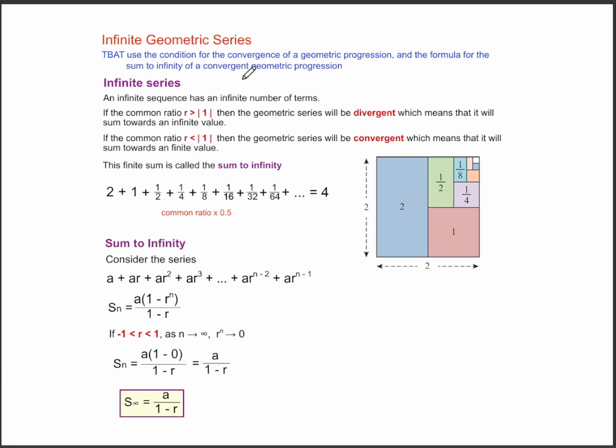While if the common ratio is not between -1 and 1, meaning it's either more than 1 or less than -1, then it's going to be divergent, meaning it's going to sum to infinity. If you keep on adding the terms, it's going to go up to infinity.